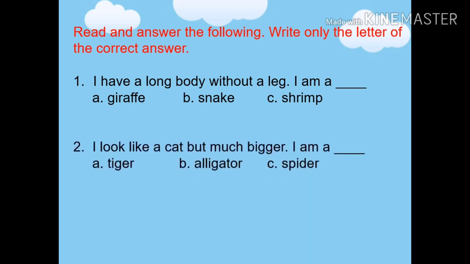Number 2. I look like a cat but much bigger. I am A. Tiger, B. Alligator, C. Spider. Again, I look like a cat but much bigger. I am A. Tiger, B. Alligator, C. Spider.